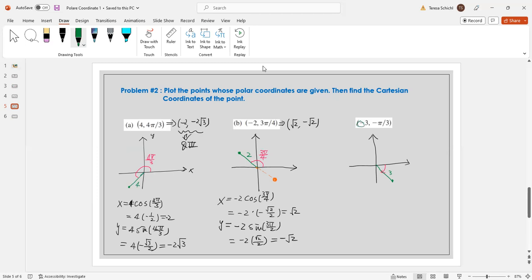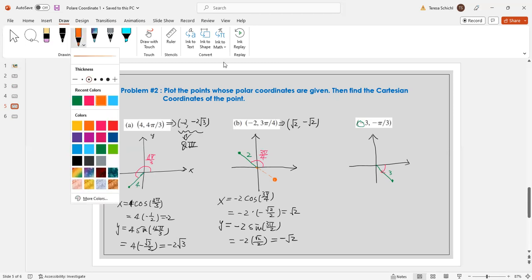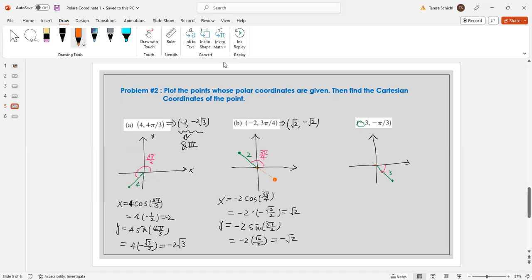But I have a negative 3, so what do I need to do? I need to go backward, right? So totally go back here. So this is the point I expect. Then this one will become negative 3 here. So I expect x to be negative and y to be positive.